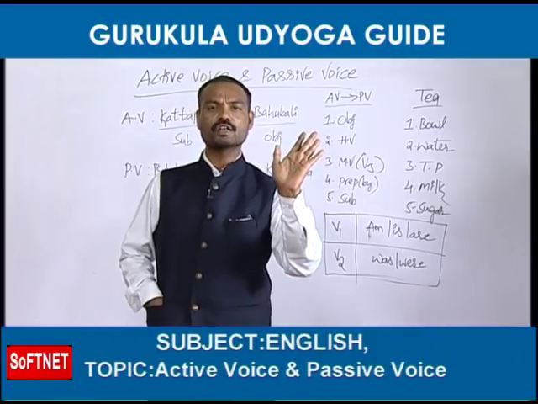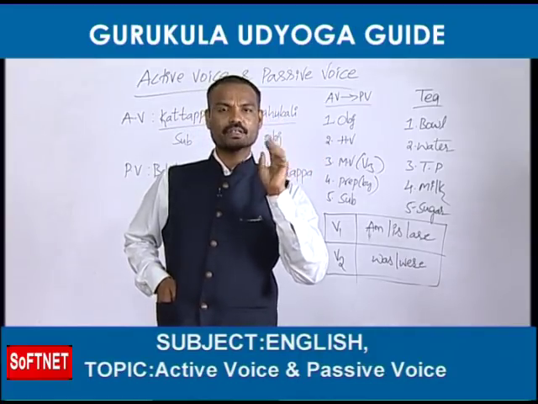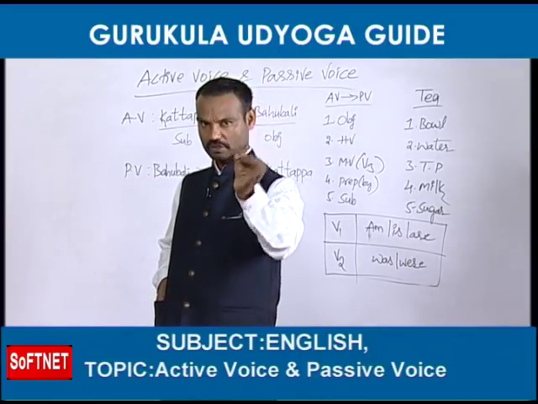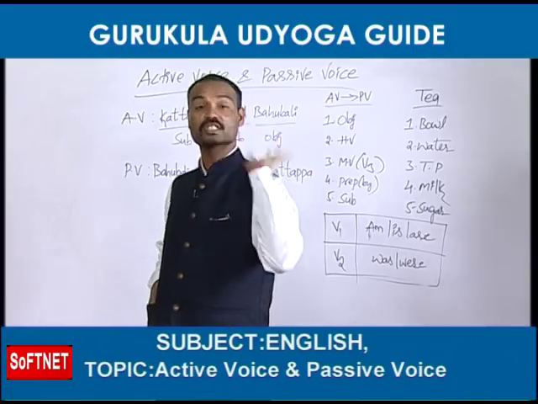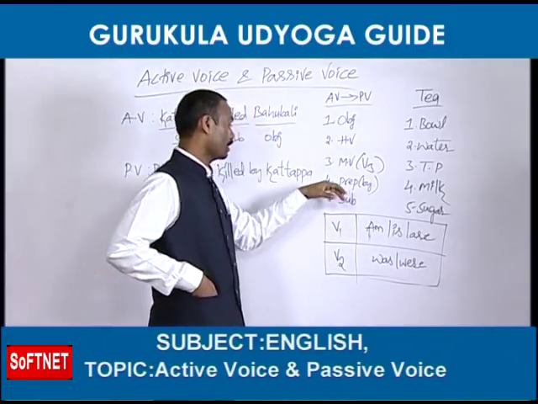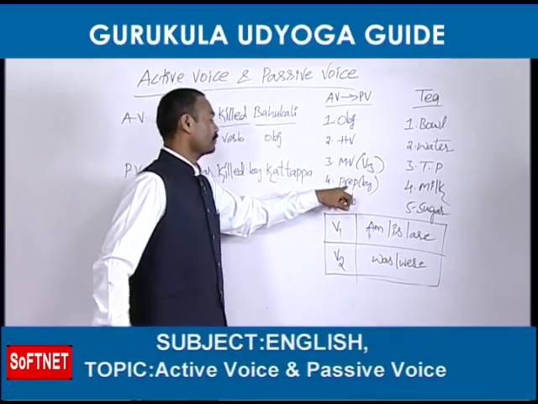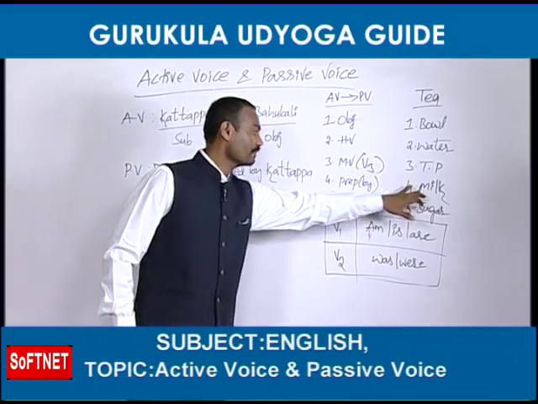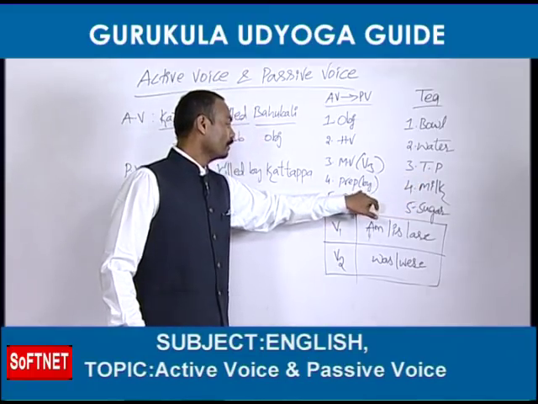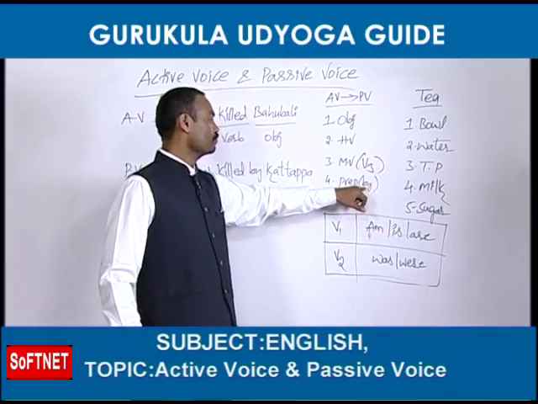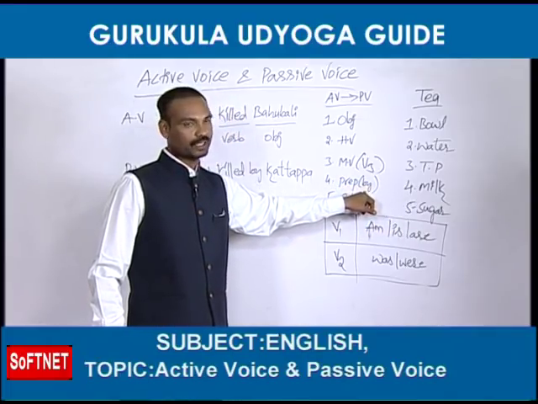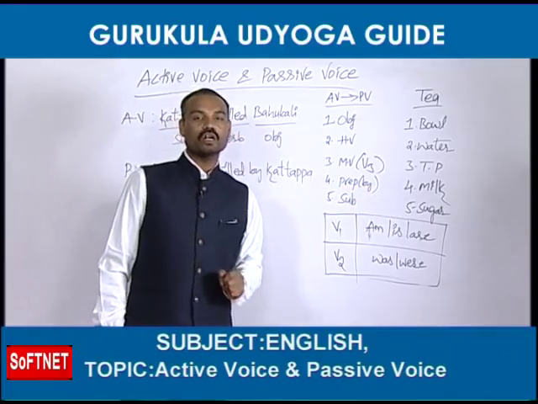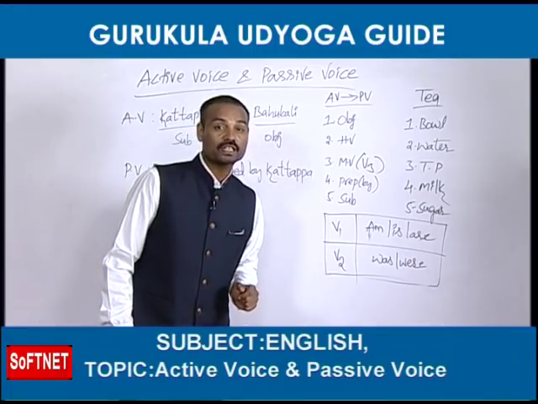We should never use V1, V2 or the ing form in passive voice. Passive voice means the verb must be in the third form. Never forget it. This is the most important technique I can say. Next one is preposition. The fourth point is the preposition. Here most of the times we should use by. The last one is called subject.